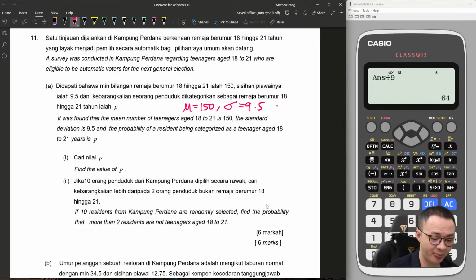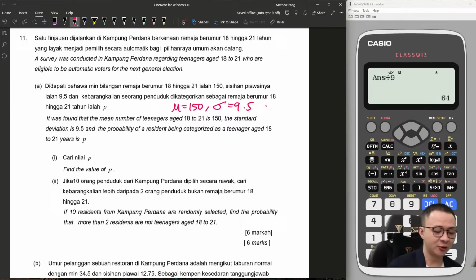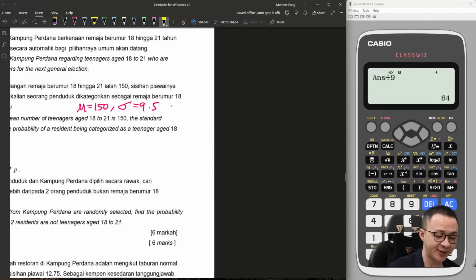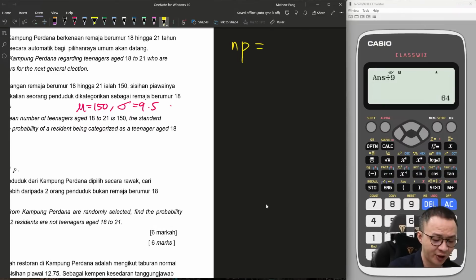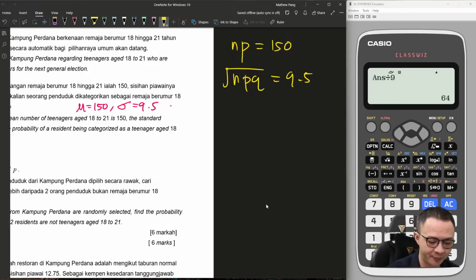Okay, so it's binomial because I have P and Q. Either they are a teenager or they are not a teenager. If they are a teenager, it's P. If not a teenager, it'll be Q. So for binomial, we know the mean is NP. So NP is 150. Standard deviation is the square root of NPQ, which is 9.5. So I will just solve this one to find out the P.